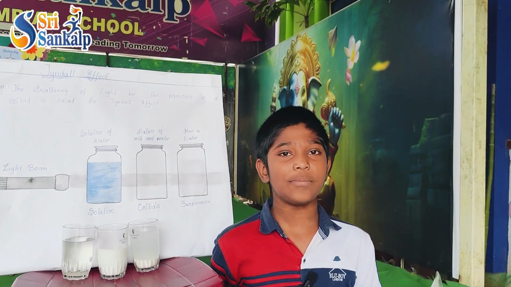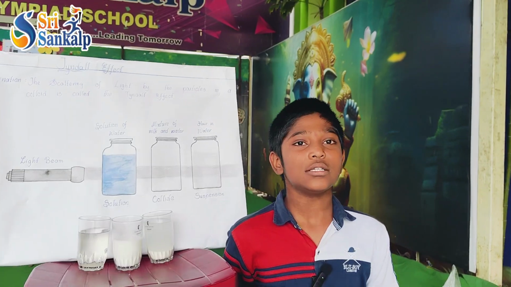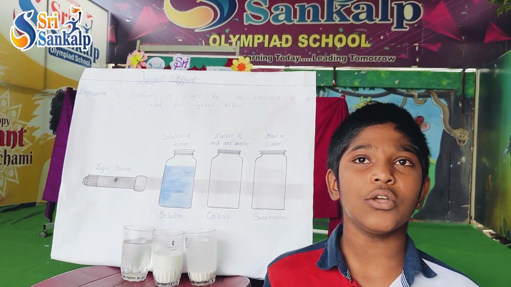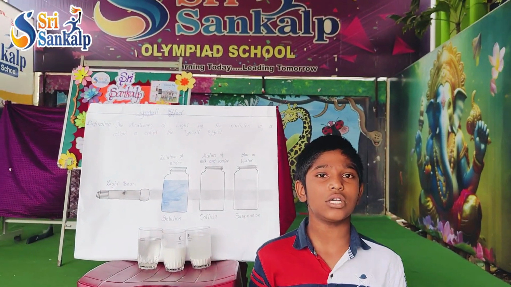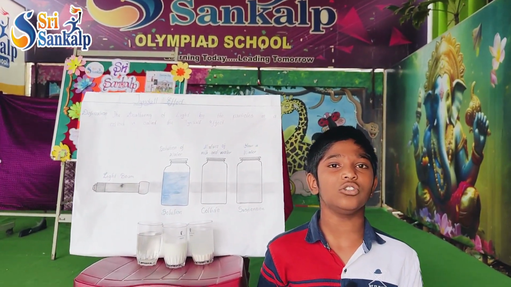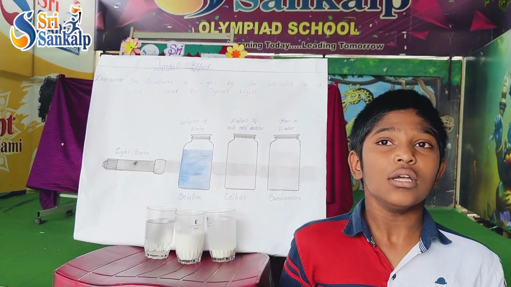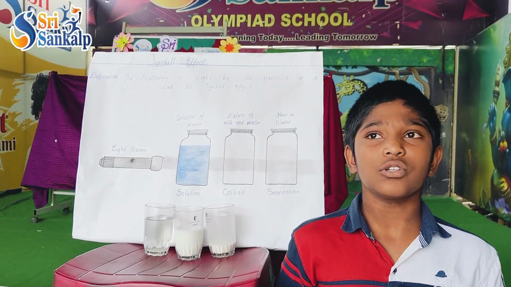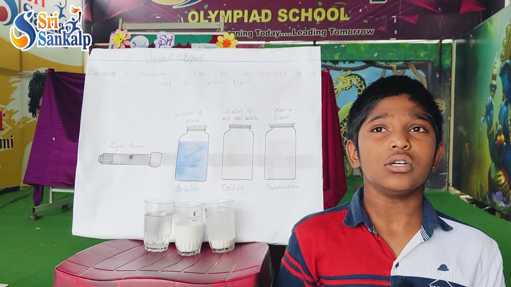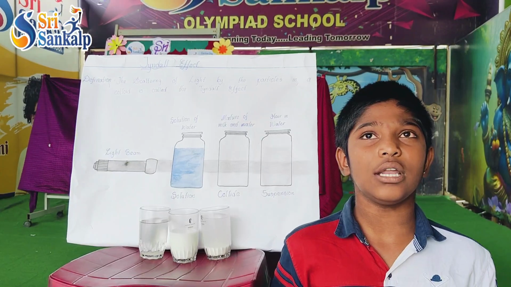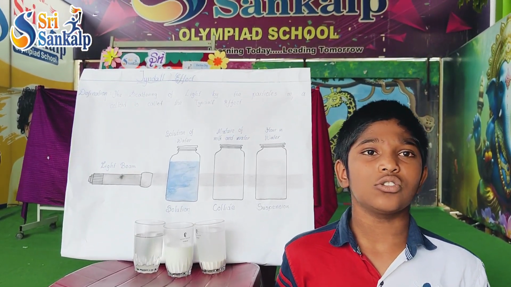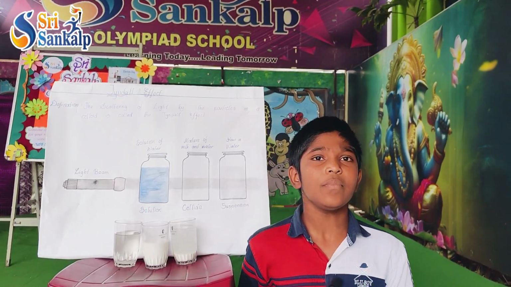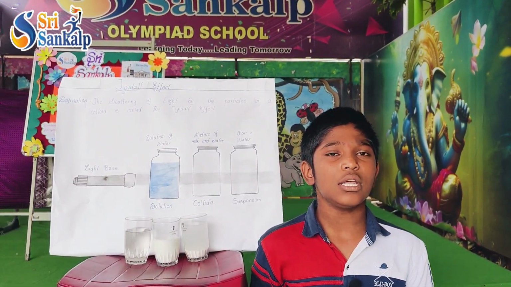Today I am here to tell about types of solution. There are three types of solutions: saturated, unsaturated and supersaturated solution. Saturated solution: a solution at a given temperature that cannot dissolve any more solute is said to be a saturated solution. Unsaturated solution: when the amount of solute in the solution is less than the saturated level, it is called an unsaturated solution. Supersaturated solution: when the amount of solute is more than the saturated level, the solution is said to be a supersaturated solution.